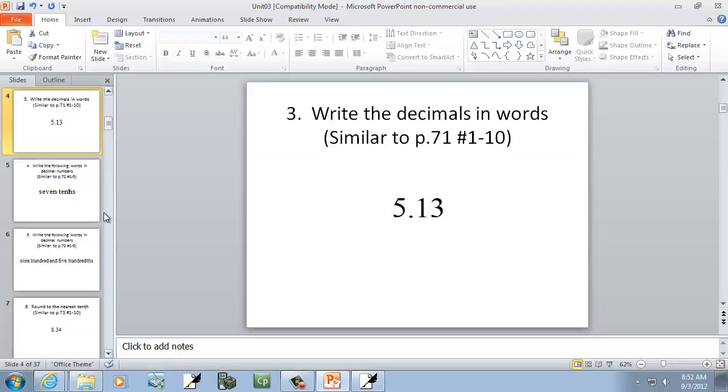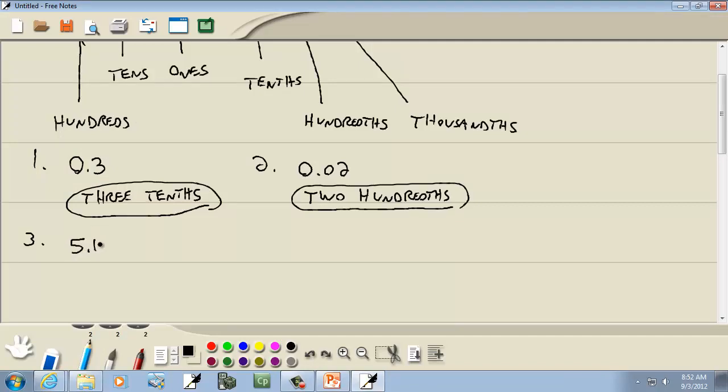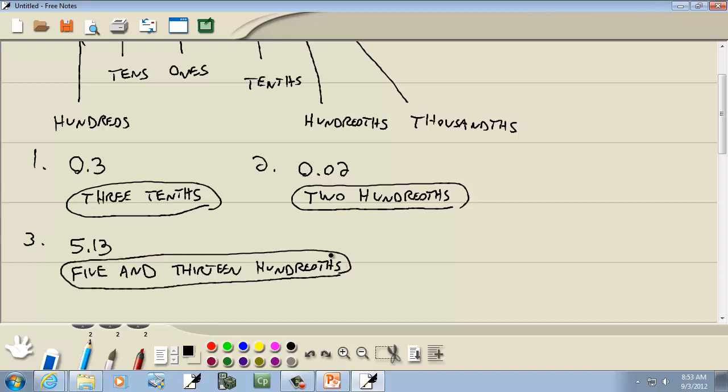Now in this one, we have a number before the decimal. So we would just write down the number in whatever manner it needs to be written down. In this case, this is just a 5. And where the decimal is, we put an "and." And again, you have to look at what place it ends in. This ends in the hundredths place. So it's 5 and 13 hundredths. And that's our answer.